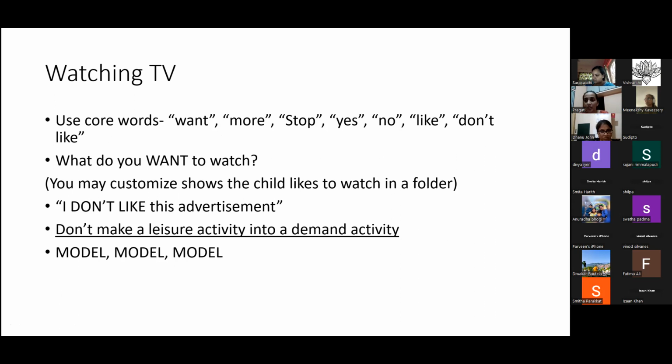But the only caution that we are asking you to follow is, don't make a leisure time activity into a demand activity. Something which is leisure, like watching TV, don't make it a task where the child has to respond only. And always model all the time. You model it for the child to be able to use it and learn it.